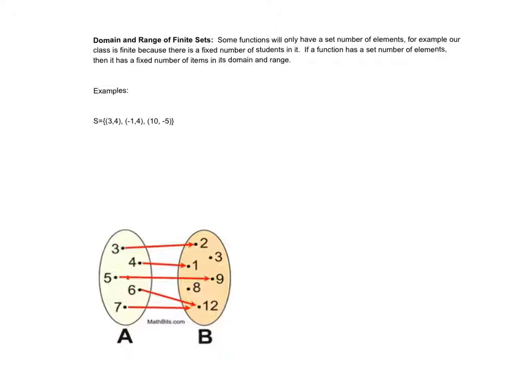So here are two examples of finite relations. This first one is in set notation, where it says set S is just these 3 points. If I want to write this as an XY table like you're familiar with, the first point is (3, 4), so 3 for X, 4 for Y. Then -1 for X, 4 for Y. And 10 for X and -5 for Y.